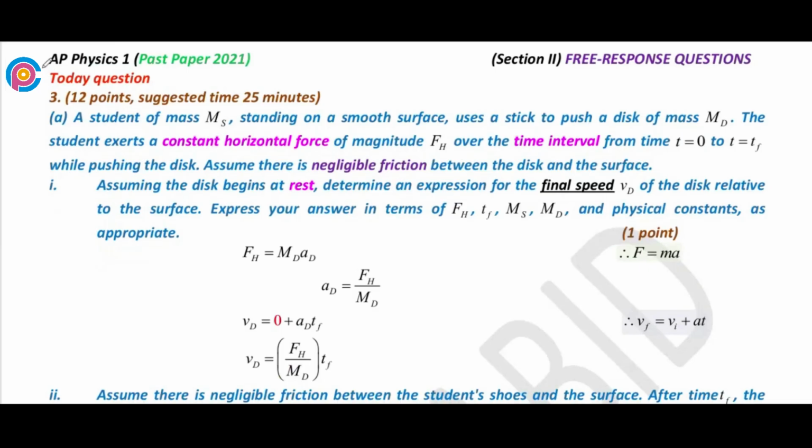Hi, we have the AP Physics 1 past paper 2021. We are discussing the free response question section. We have question number 3, which carries 12 points.